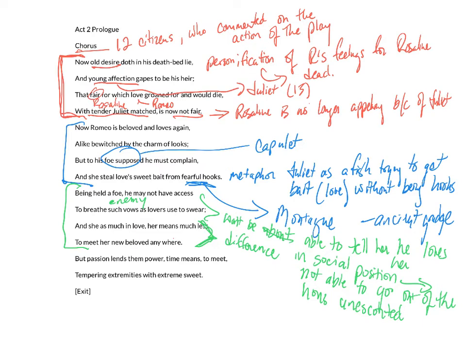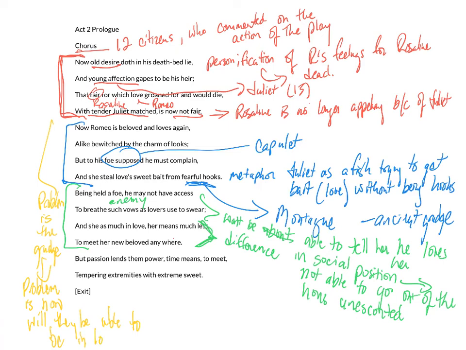So this sonnet, remember the problem and solution, is giving us a problem: although they both found love, the problem is the grudge between the two families. It's the feud. Romeo's beloved and loved again, alike bewitched by the charm of looks, but to his foe supposed he must complain, and she must steal love's sweet bait from fearful hooks. So, being held a foe, he can't have access, and she, because she's a woman, and also because he's a foe, can't meet him anywhere. So we have a problem. The problem is the grudge, we could say larger. The problem is, how will they find each other? How will they be able to be in love?